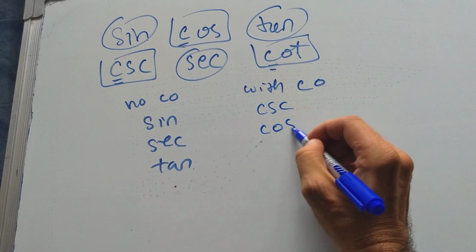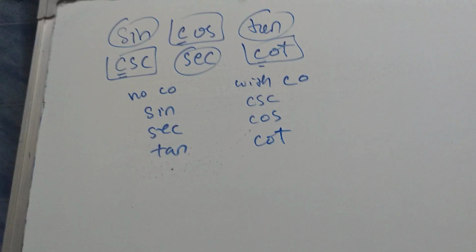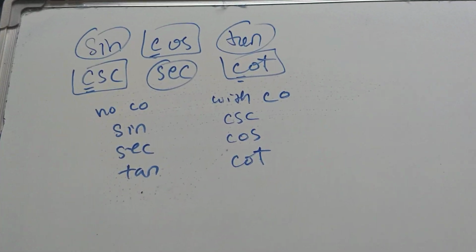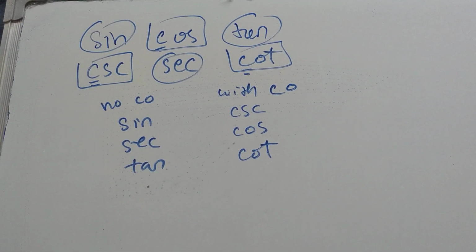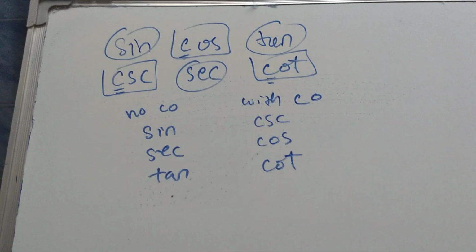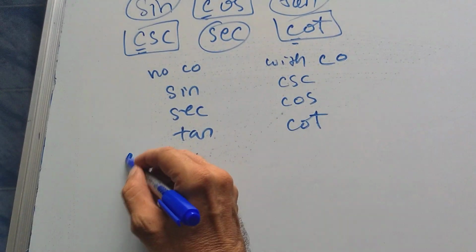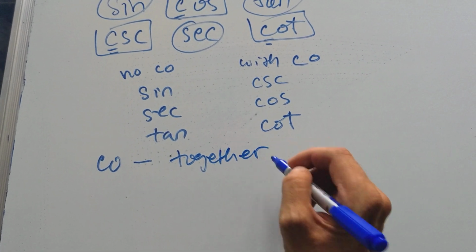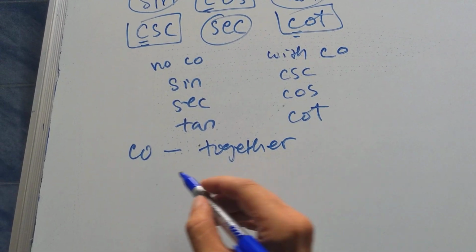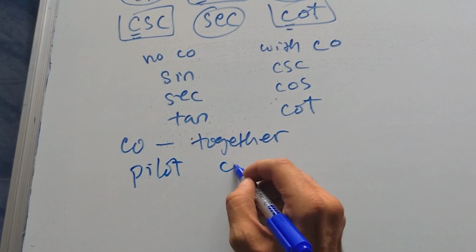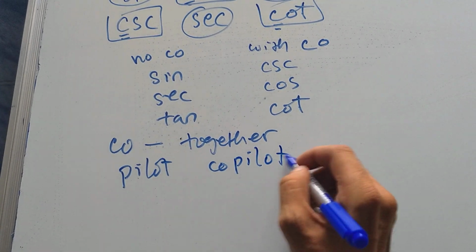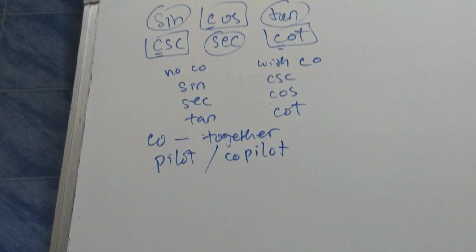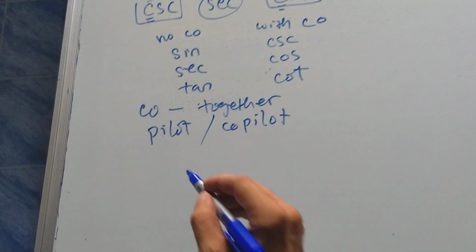cosecant, cosine, cotan. And the thing is, how are they related? What's the deal between these things? Why are they called this way? Well, co means together. Prefix co means together. For example, pilot and co-pilot. We look at this analogy. This analogy can really help us understand.